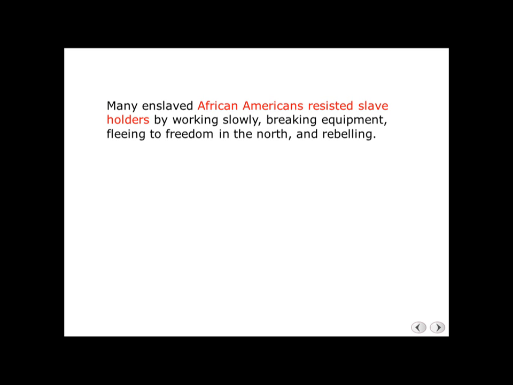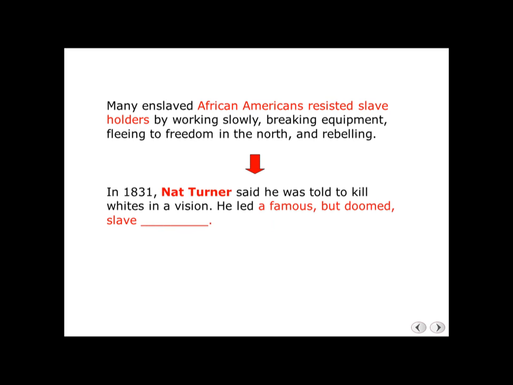Many enslaved African Americans resisted slaveholders by working slowly, breaking equipment, fleeing to freedom in the North, and rebelling. In 1831, Nat Turner said he was told by God in a vision to kill whites. He led a famous but doomed slave revolt. Whites retaliated by killing many innocent African Americans.